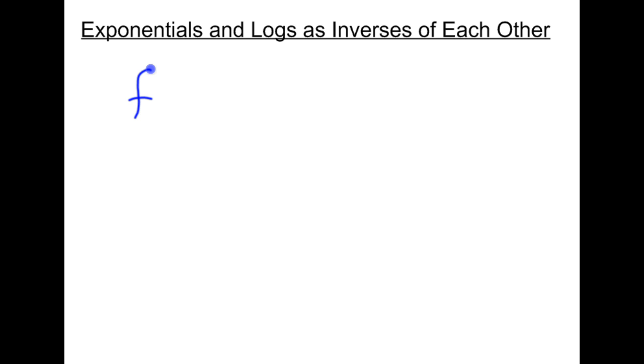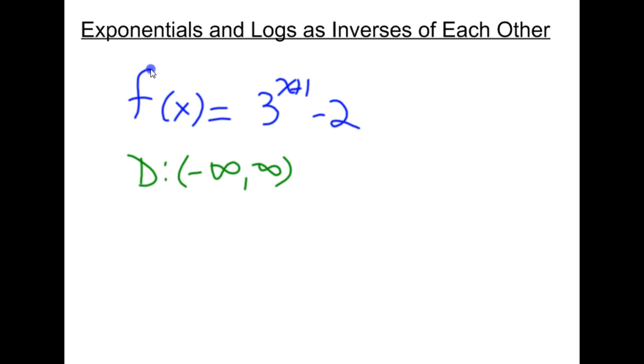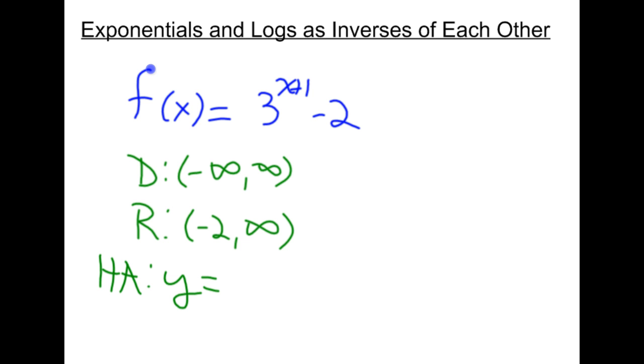Suppose I have an exponential equation like f of x equals 3 to the x plus 1 power, and then minus 2. Let's take a look at what we know about this. This is exponential, so I know the domain of an exponential is negative infinity to positive infinity because I don't see any red flags. I know that its range isn't negative infinity to positive infinity. In fact, it'll be from the asymptote to infinity, which would be from negative 2 to infinity. And I know that it has a horizontal asymptote of y equals negative 2. So that's an exponential and all its interesting characteristics.